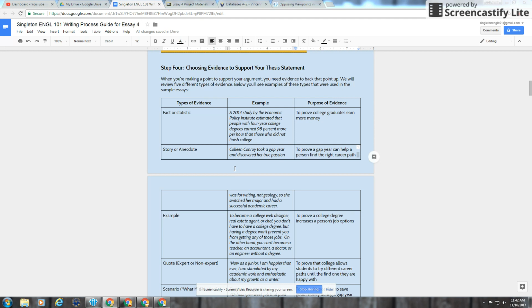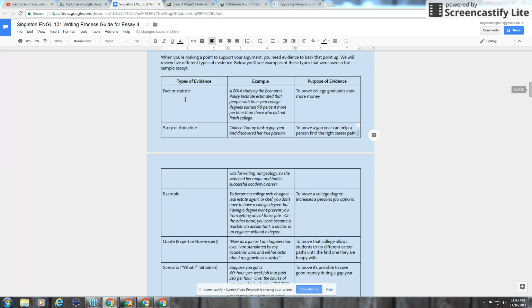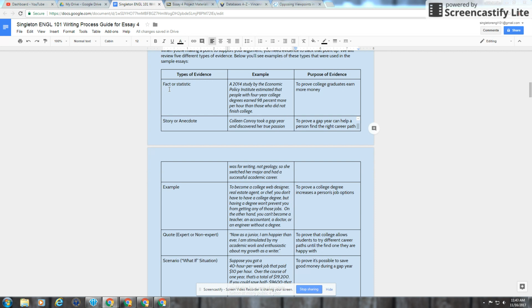Or they can even be scenarios, things that, for example, you're painting a picture for your audience. But we're going to look here at the 5 different types of evidence that you may use to support your reasons. These pieces of evidence will be showing up in your body paragraphs for essay 4. The first type of evidence here is a fact or a statistic. That's where you would use something like, and all of these pieces of evidence are going to be related to if college is worth the cost.